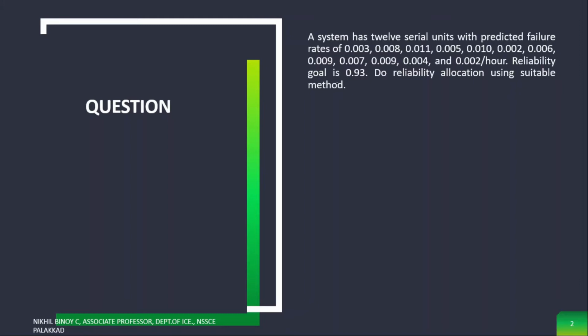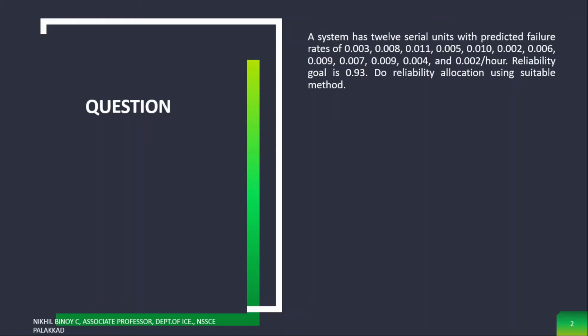So the reliability goal is 0.93. So RS star is 0.93. We are asked to do the reliability allocation using a suitable method. Okay, so we are going to solve this one by using the uniform failure rate method of reliability allocation.